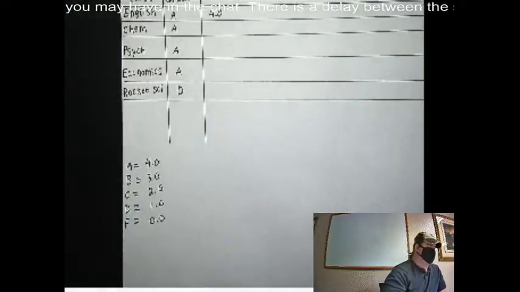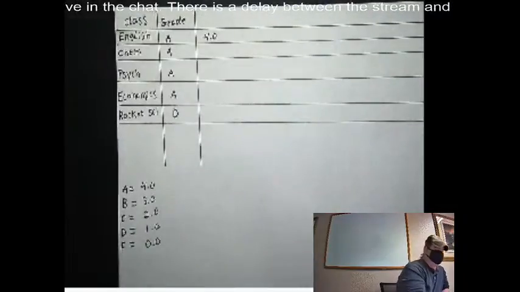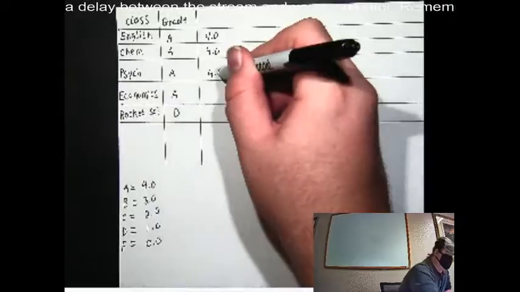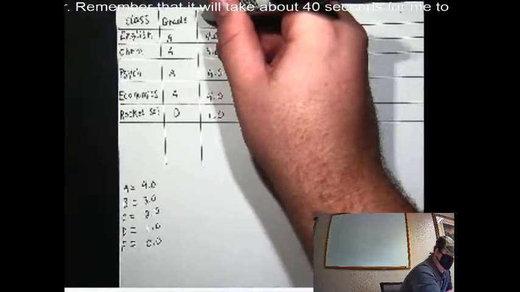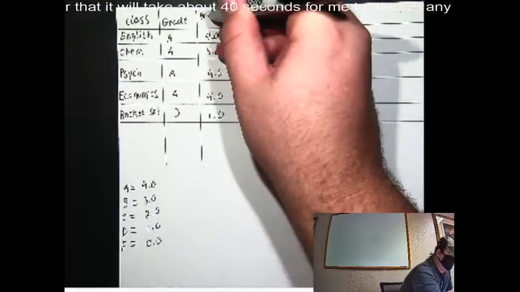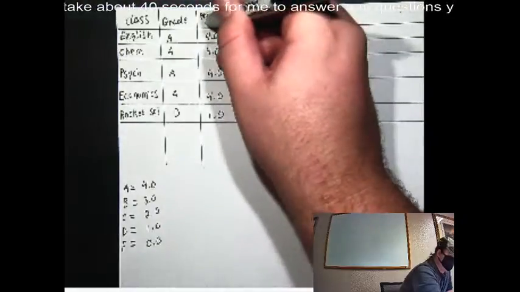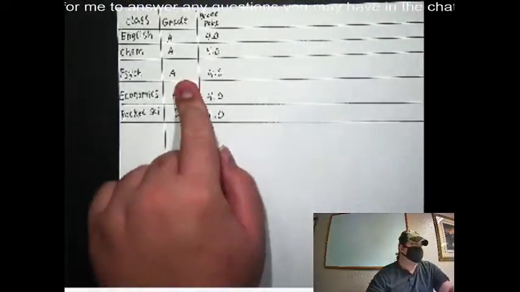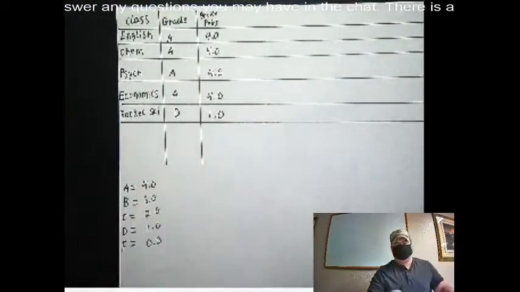Okay? So let's go ahead and fill in the grade points for this person. So all of these are 4.0s, except for the D, which is a 1.0. Again, these are grade points. In other words, we're translating the letter into a number.